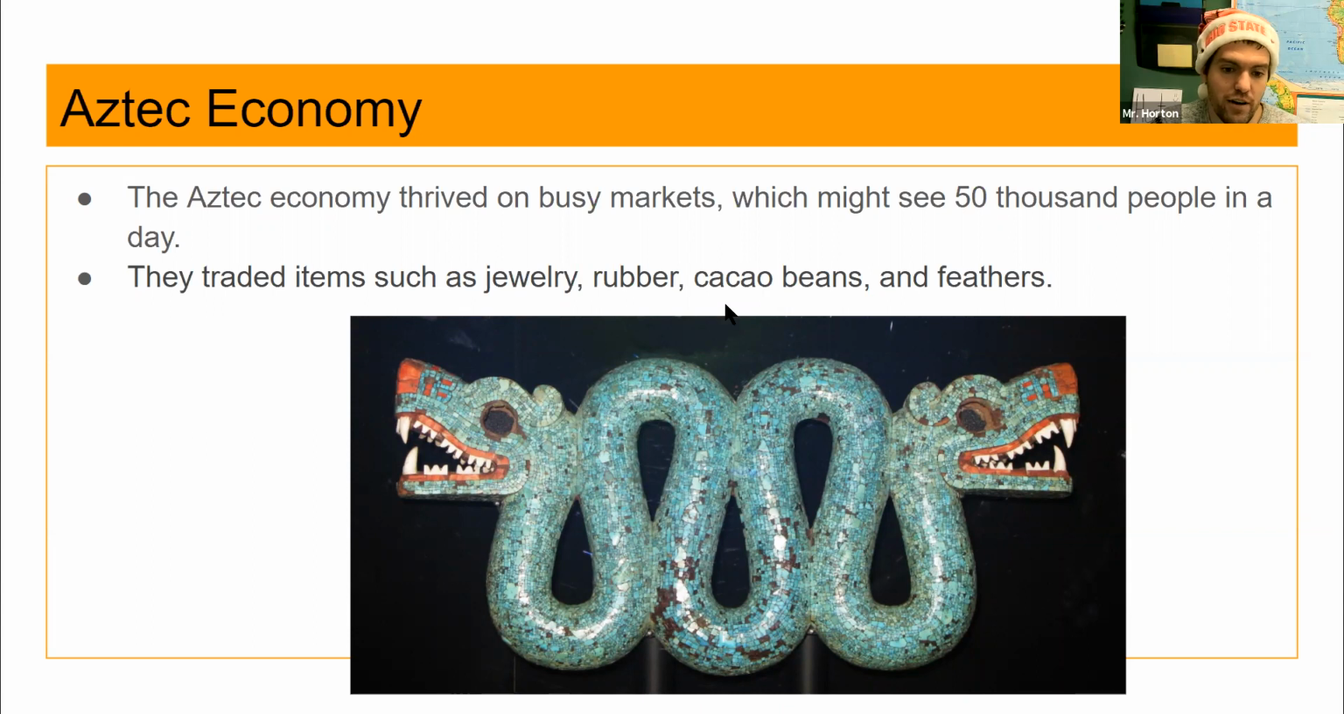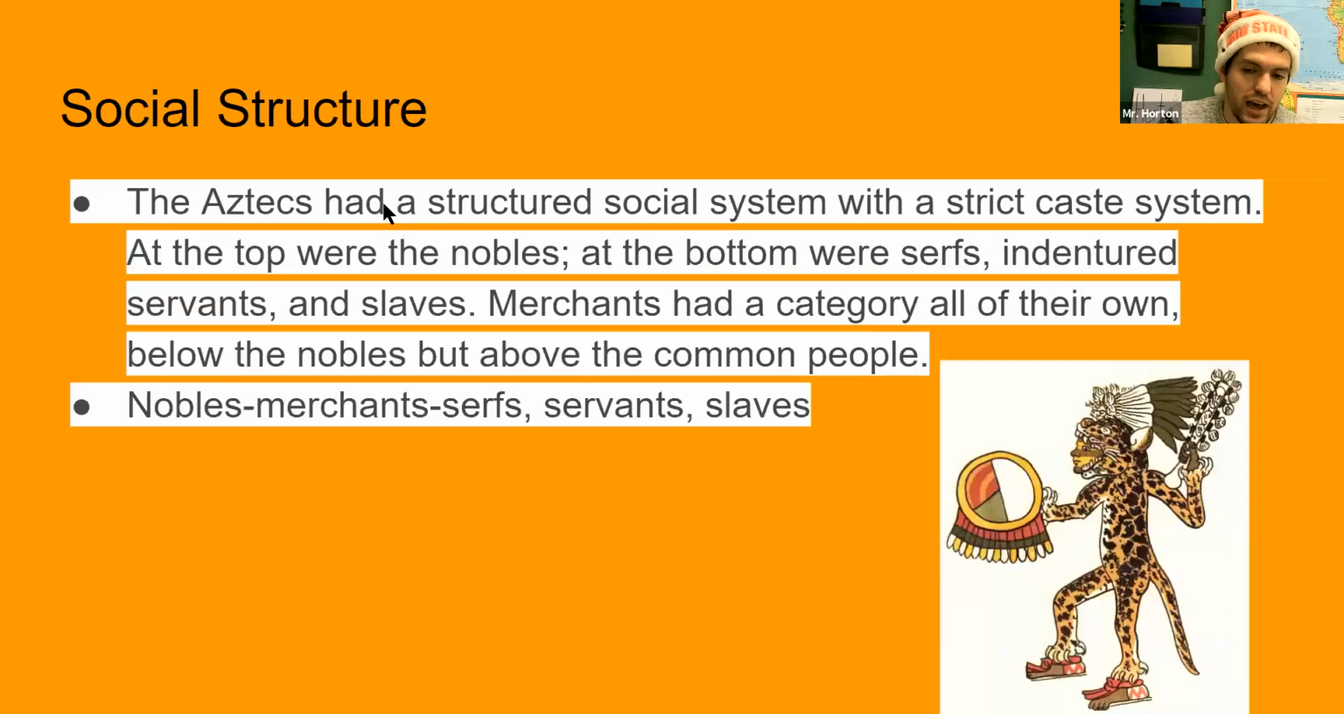So the markets were a very popular place to be, and that's how the money was spread throughout the Aztec Empire. And then the social structure. So who had the most power in the system? The Aztecs had a structured social system with a very strict caste system.